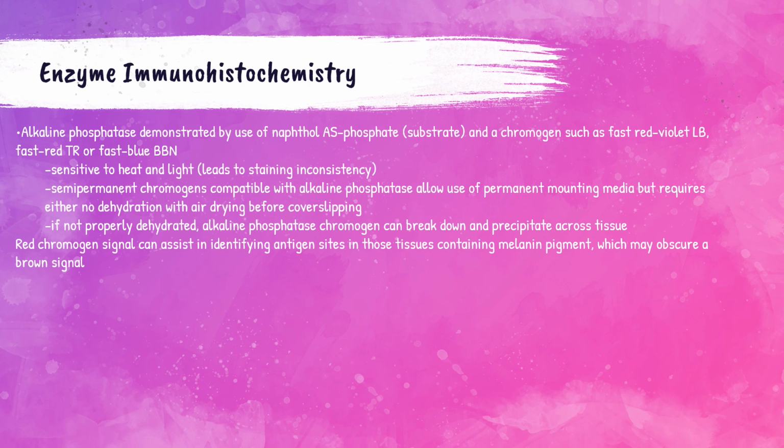If the specimen is not properly dehydrated, the AP chromogen can break down and precipitate across the tissue. Red chromogen signals can assist in identifying antigen sites in tissues containing melanin pigment, which may lead to obscuring a brown signal.